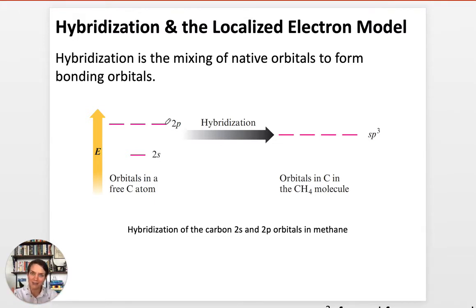The same kind of hybridization is happening here, where we have our 2s and our 2p orbitals hybridizing, so that what once was one orbital at a lower energy level and 3 orbitals at a higher energy level is going to hybridize, so that we have 4 orbitals that are all the same energy, which is also called being degenerate.